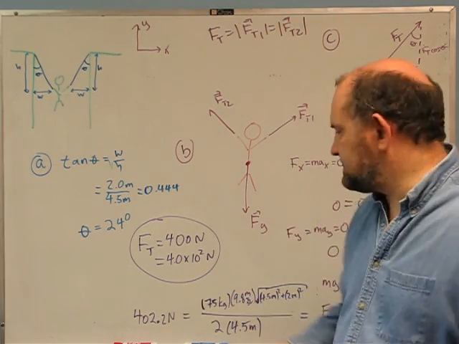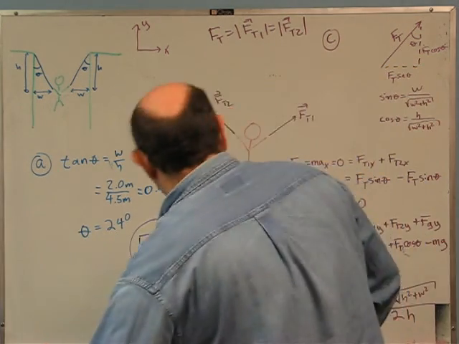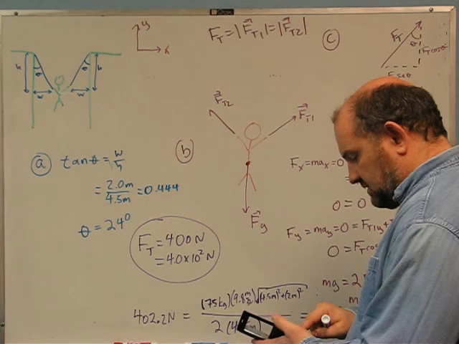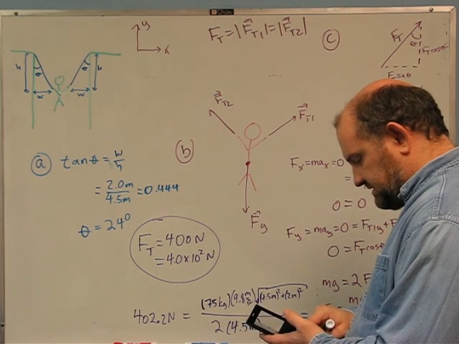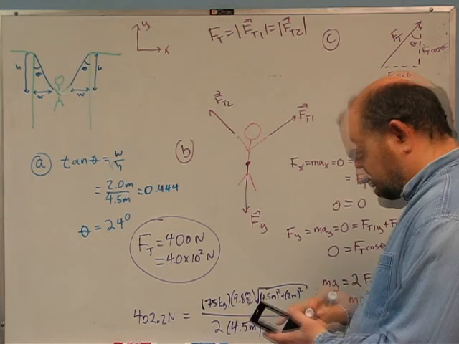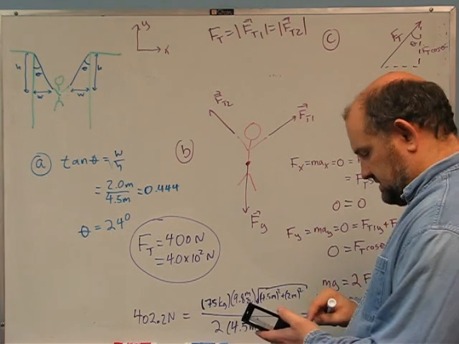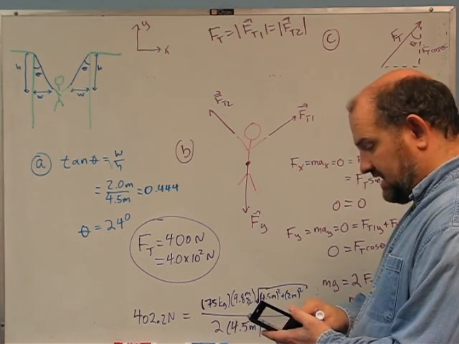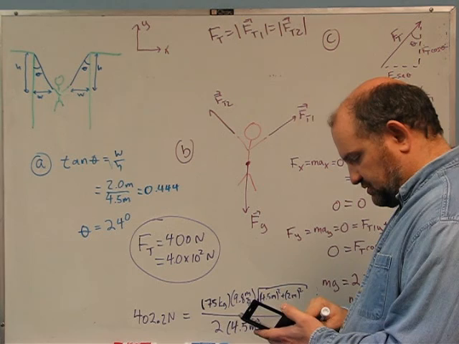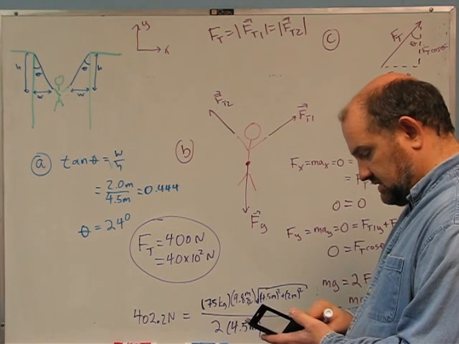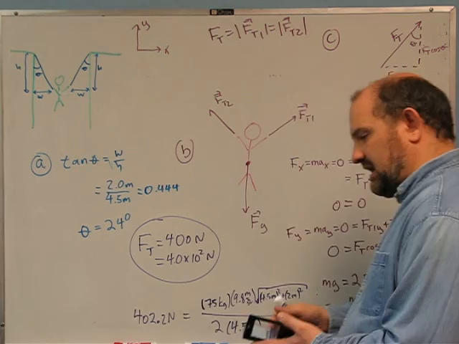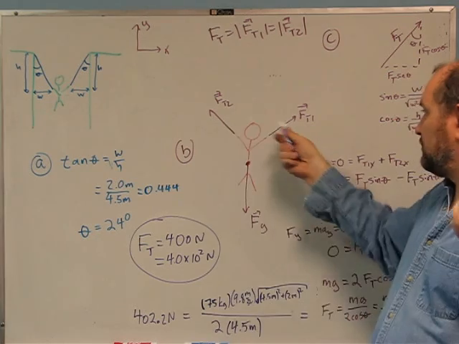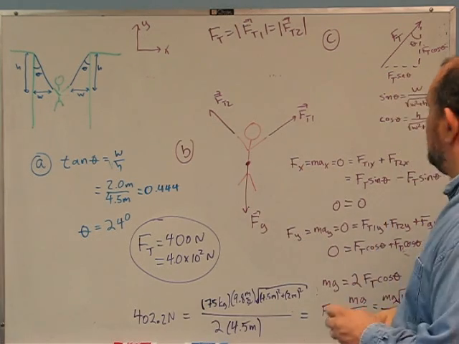Now, is that a lot? To know if it's a lot, we don't have much intuition, so we're going to have to do a unit conversion here. There are 0.2248 pounds in a newton. So I'm actually going to take 402.2, extra digits for intermediate numbers, and multiply it by 0.2248, and I get about 90 pounds. So each one of these two web strands has 90 pounds of tension in it. Okay, that's part C.